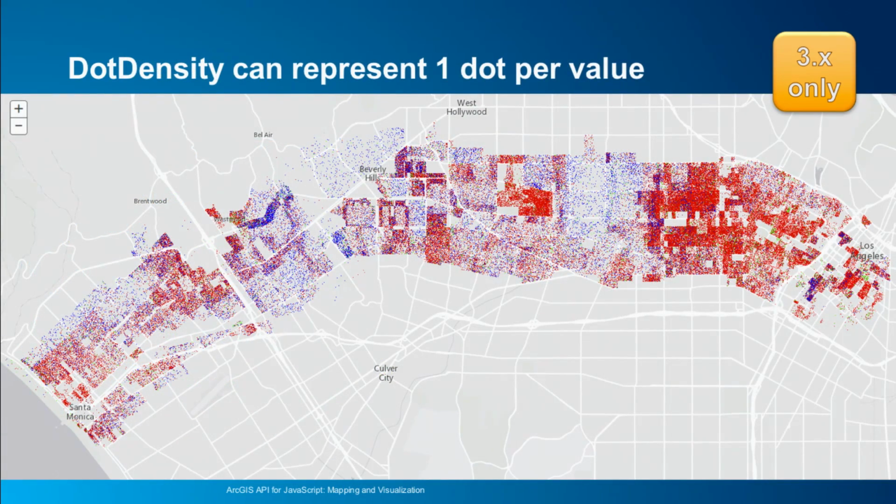You could even get crazy and represent 1 dot for every value, like in this map. I think the red is owner occupied, the blue is renter occupied, and the green is vacant.